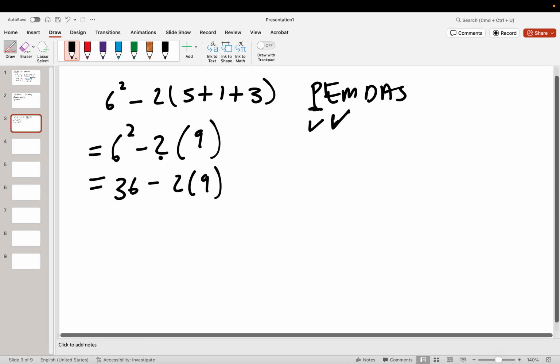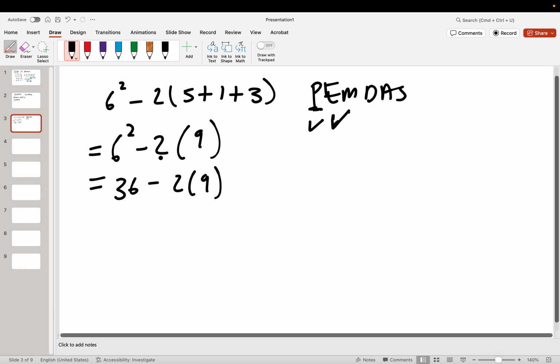So something that I've seen students do is do something like this, right? And then do 36 minus 2 times 9. And then do 36 minus 2 first, which would be 34, and then multiply that by 9. This would be incorrect because it's not following the right order.